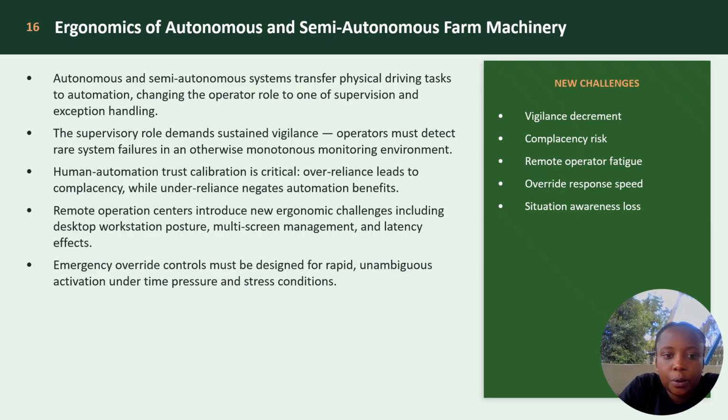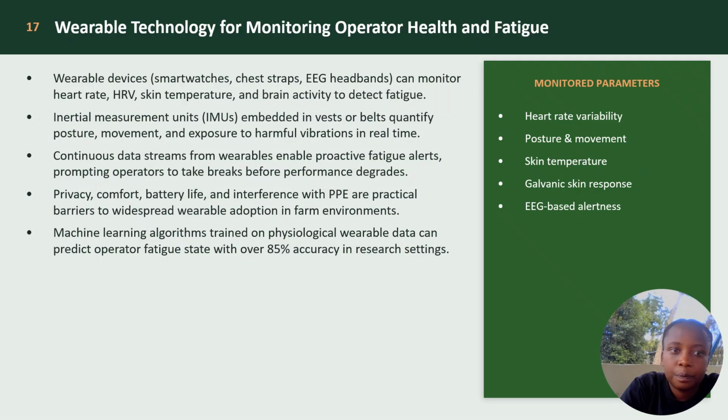The fourth one: remote operation centers produce new ergonomic challenges, including desktop workstation posture, multi-screen management, and latency effects. The last one is that emergency override controls must be designed for rapid and unambiguous activation under time pressure and stress. Here there are new challenges: discrimination, comparisons, risk, remote operator fatigue, override response speed. The last one, situation awareness loss.